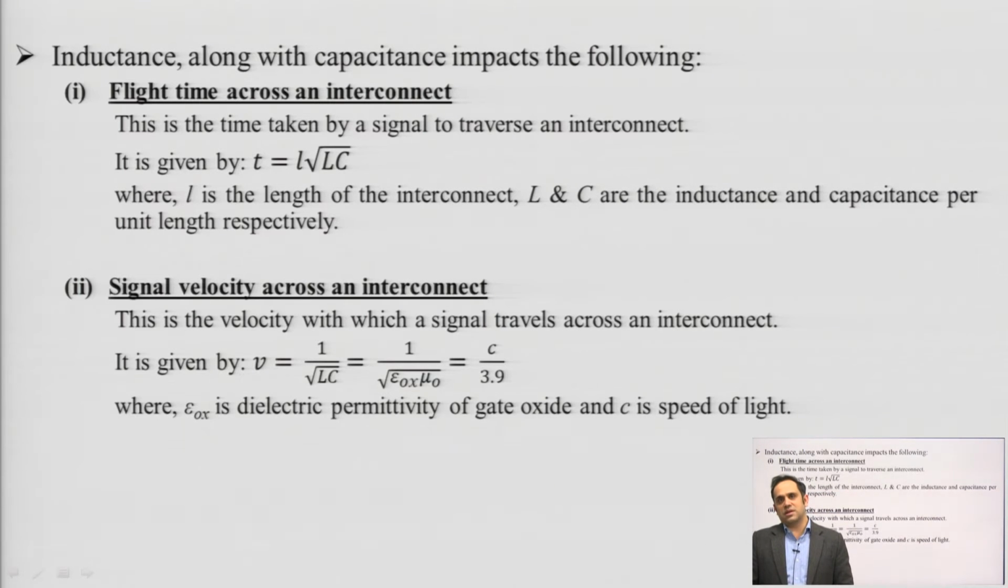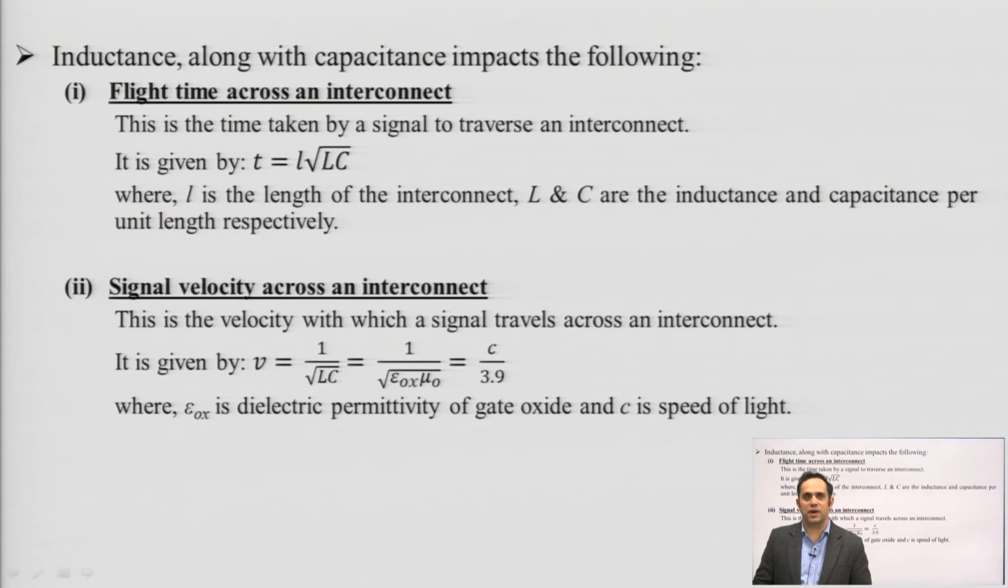So, if you know the inductance along with the capacitance, okay, capacitance we have discussed in one of the previous lectures. So, if you know the inductance, if you know the capacitance associated with an interconnect, you can calculate the time it takes for a signal to travel across one interconnect, okay, and that is given by T equal to L square root L multiplied by C. Okay. So, where L is the length of the interconnect and L and C are the inductance and capacitance per unit length respectively.